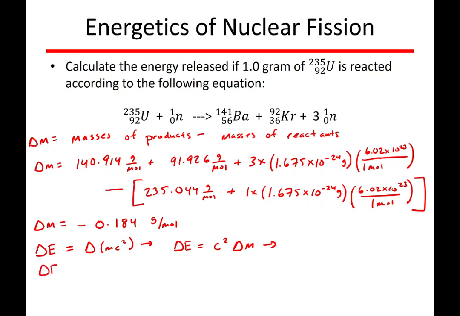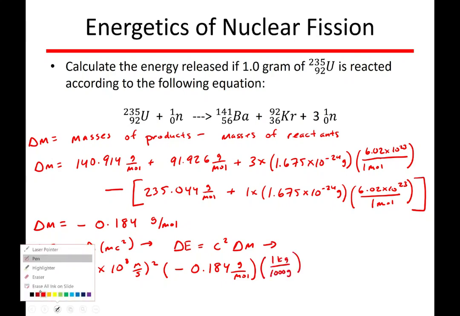Therefore, the delta E for this reaction will be the speed of light squared, so that's 3 times 10 to the 8th meters per second squared, times our mass defect of negative 0.184 grams per mole. And then don't forget that the mass has to be in kilograms per mole, because energy is going to be in units of joules. Joules are kilograms meters squared per second squared. So don't forget to do that. Don't forget to divide by 1,000.